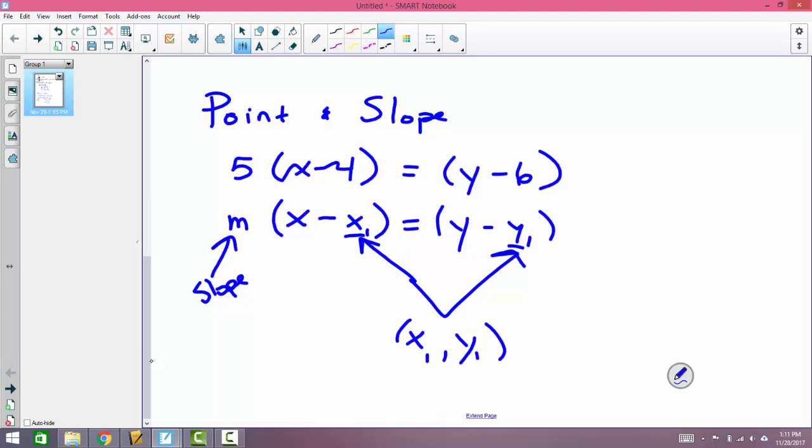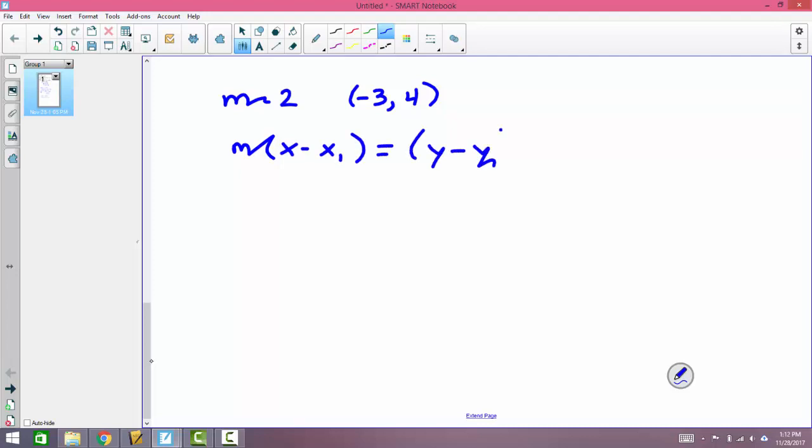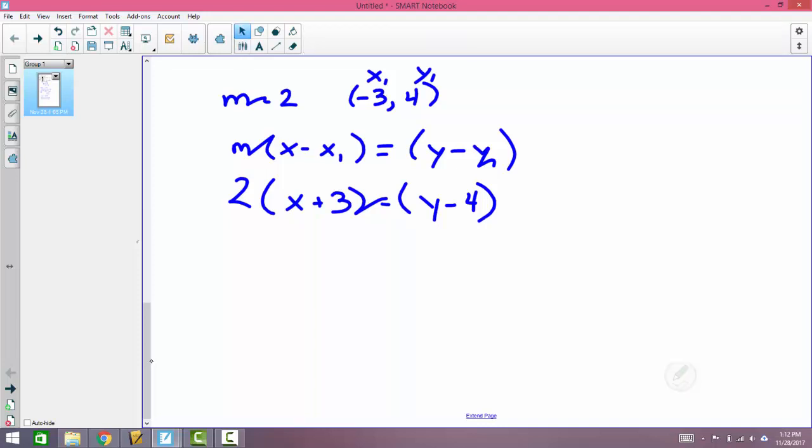So I'm going to give you a couple of problems. You have a slope of 2. That's m equals 2. And the point is negative 3 comma 4. So you would think about m times x minus x1 equals y minus y1. So your slope is 2. This is your x1. This is your y1. So you would have x minus negative 3. I'm just going to put a plus 3 and then y minus 4. So that's point slope form.